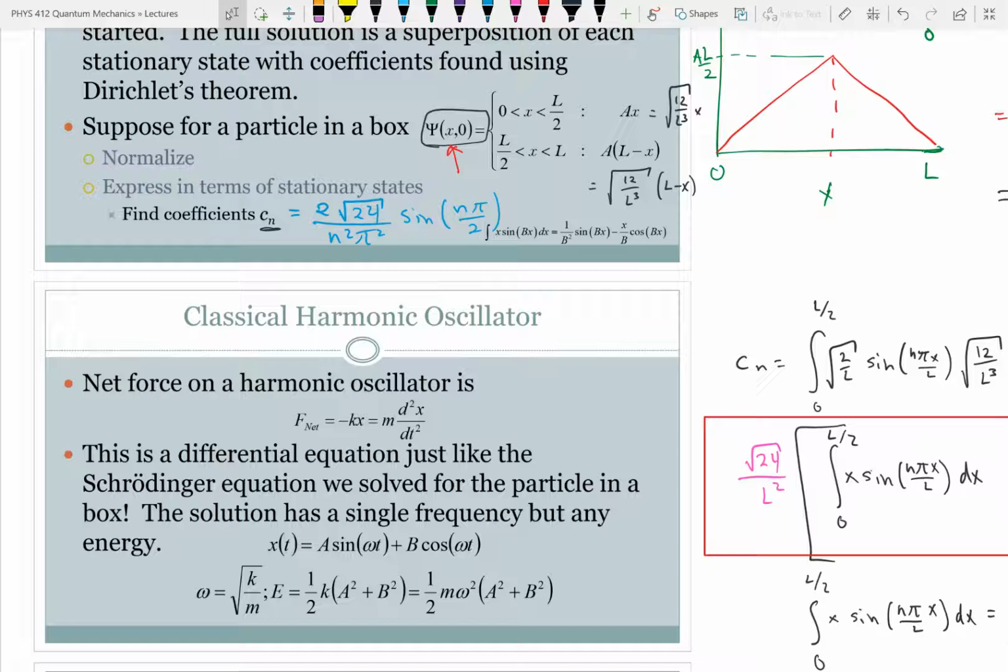So now we can calculate all of the C sub n's for every n. What's the first thing that stands out to you? Can you see a pattern in this? It doesn't depend on L. Okay, it doesn't depend on L. That's correct. What happens if you have n equal to, let's say, an odd number?